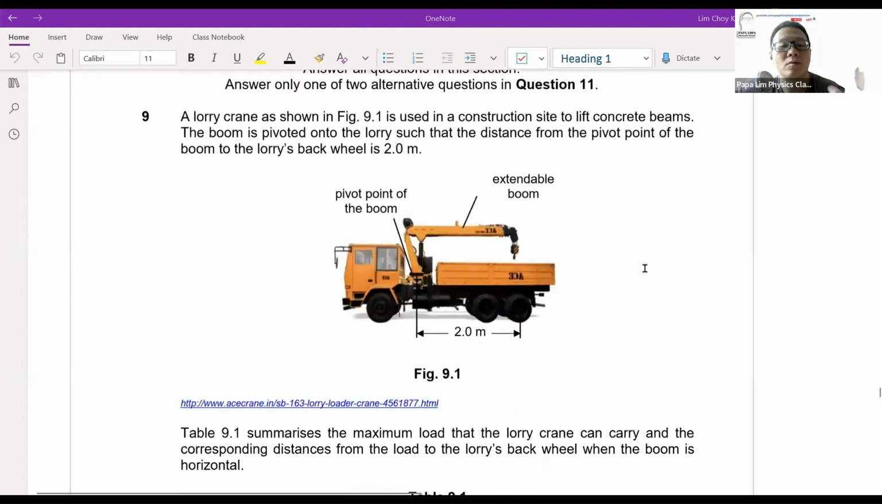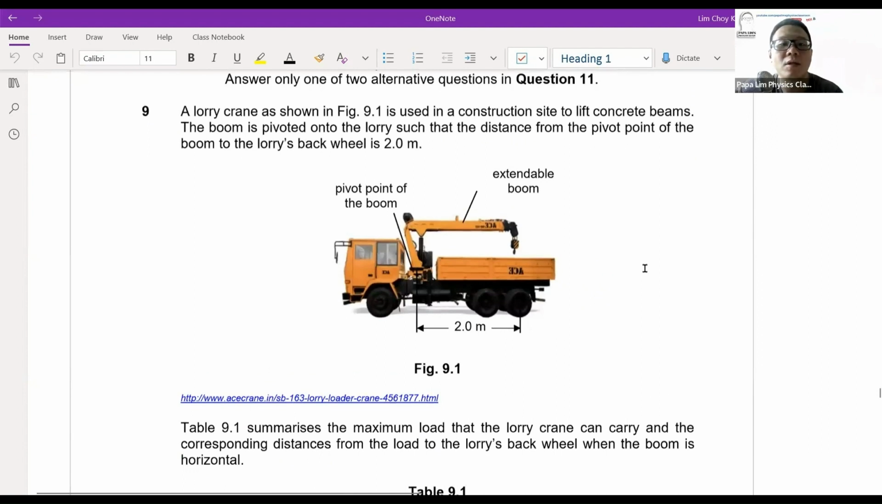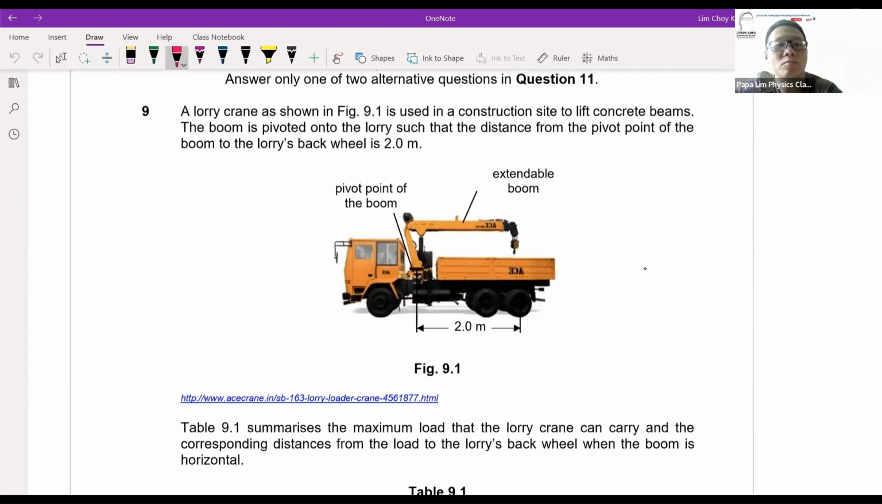So for students who are doing this paper, you have to read the questions carefully, as in this question the information is important. For example, the first important information is the second statement here, that the boom is pivoted such that it is 2 meters from the pivoting point to the back of the wheel itself. Which means from the beginning of the boom to the back of the wheel, there's a 2 meter length. This length is important at a later stage, so the information in this paragraph is important.